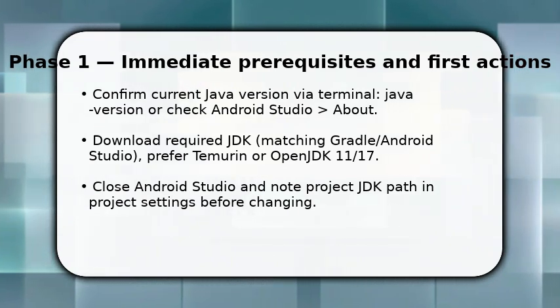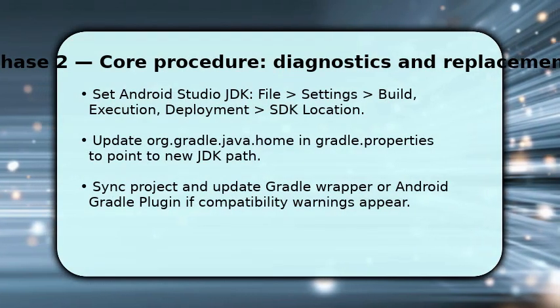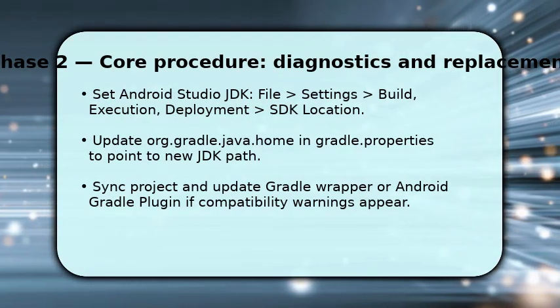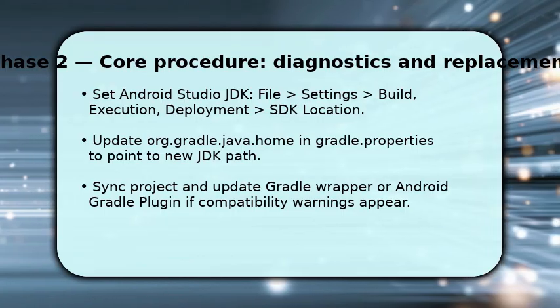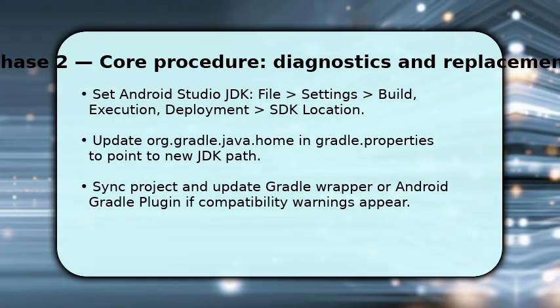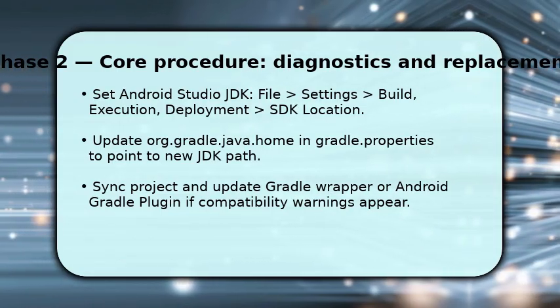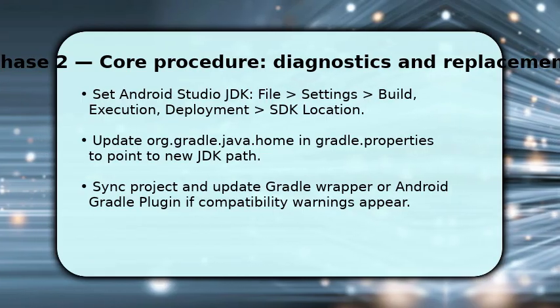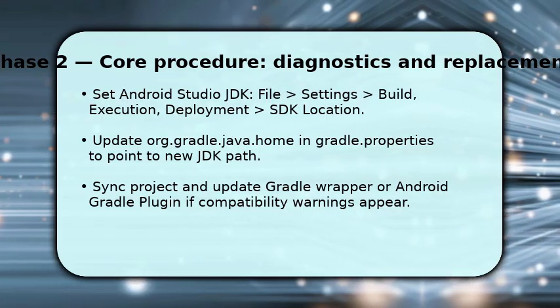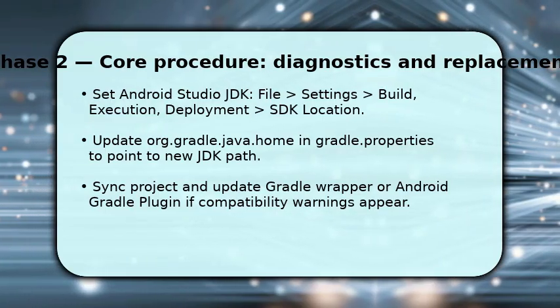Now you configure both the IDE and Gradle so builds use the new JDK. Open Android Studio and go to File, Settings, Build, Execution, Deployment, SDK Location, and set the JDK location to the new install. Then edit gradle.properties in your project root and add or update org.gradle.java.home to that same path. This ensures command line builds match the IDE. Once changed, sync the project.